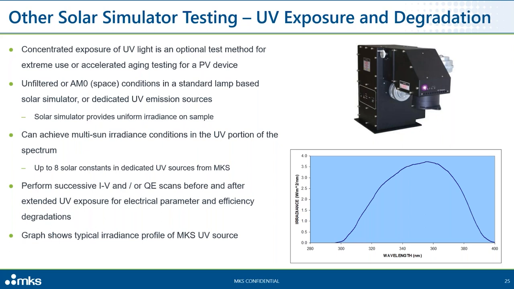In terms of accelerated aging, you can achieve multi-sun irradiance conditions if you just focus on this UV portion of the spectrum. As an example from MKS, we have solar UV systems that can provide up to 8 solar constants in that UV band of range, or basically 8 times the sun's power in that specific spectrum. So how a customer would do this is use an IV scan or a QE scan to see how the device behaves under normal conditions. And then on the dependent level of UV exposure, they can retest those electrical parameters and efficiency degradations after exposure time. And the graph on the bottom right shows a typical UVA spectrum that we have from our MKS portfolio of products.